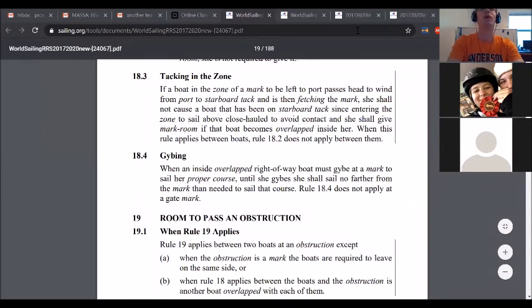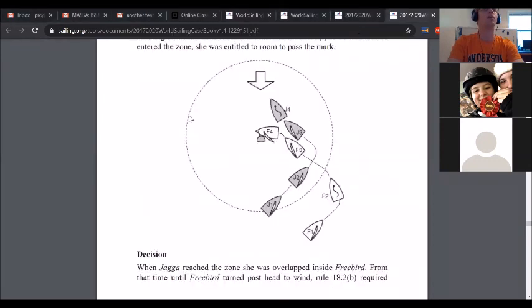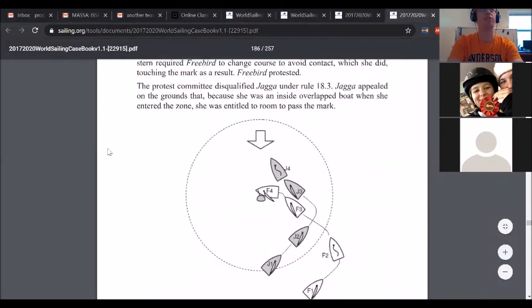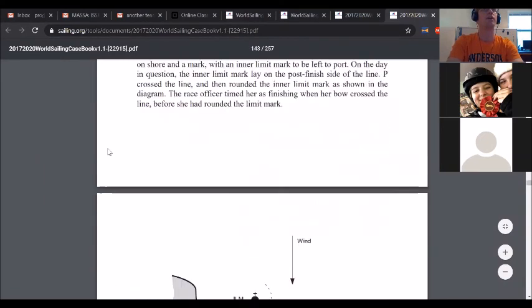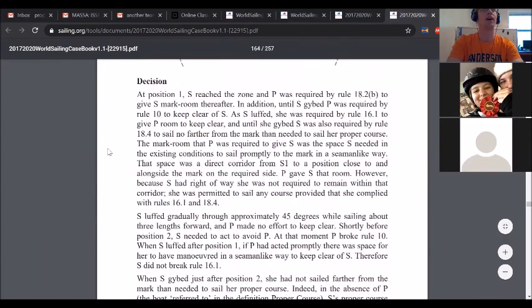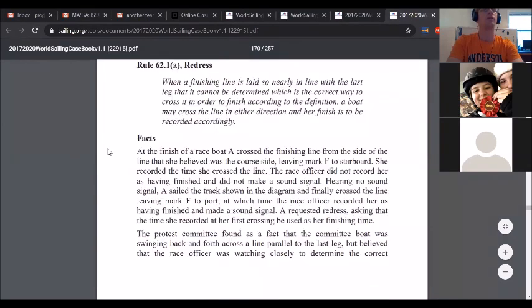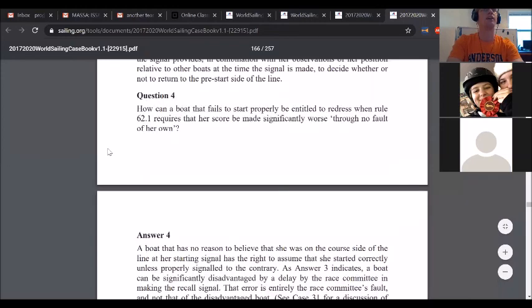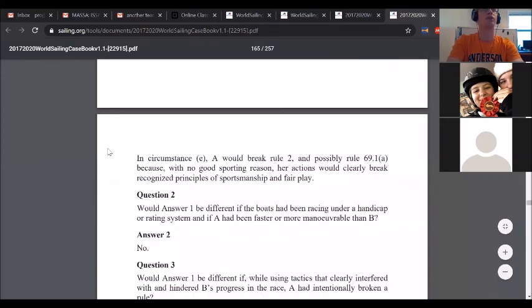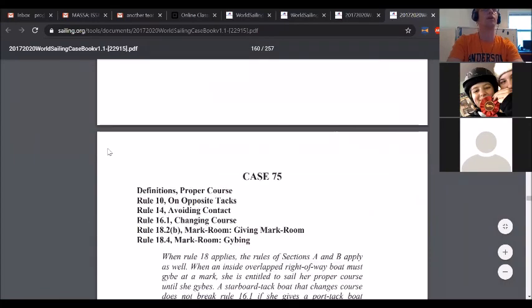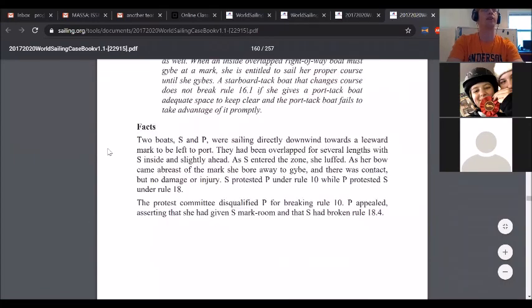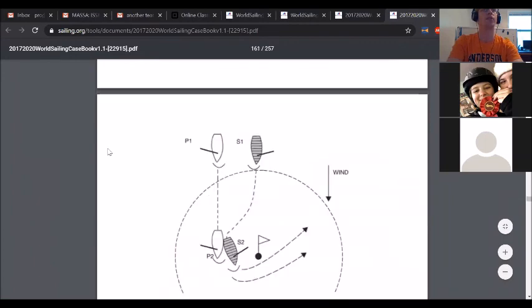So I've got one more case to look through now that we're down to our last couple minutes. It should finish up in perfect timing here. Oh, wait, how far did I go? We're looking for 75. For some reason, Control F was not working for me in here. So let's go through, we're almost there. 78, 76, is this it? 75, all right, cool. So we have two boats sailing downwind to a leeward mark to be left to port.